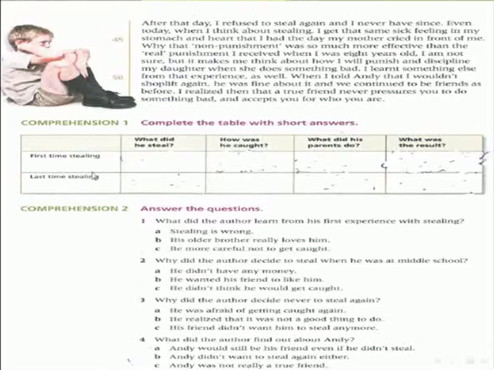About first time stealing and about last time stealing. So he stole twice, 2 times. Right, we read the question. What did he steal first time? We write it here. What did he steal the second time? We write it here. Let's start reading the questions and writing the answers.